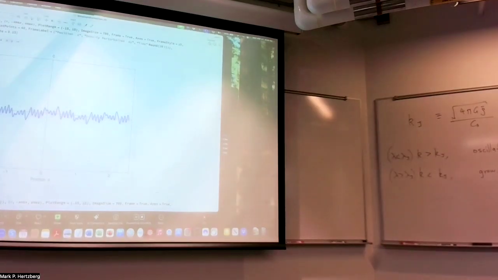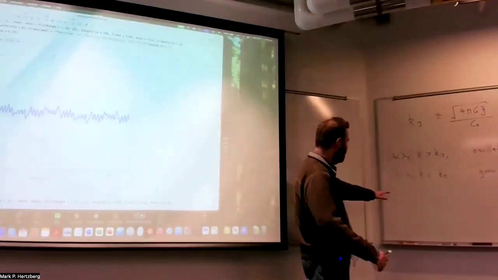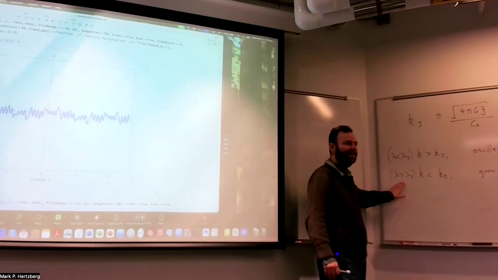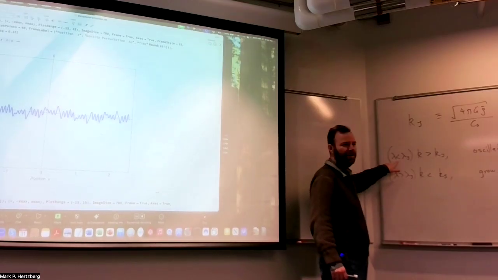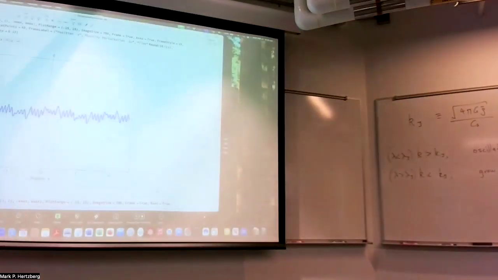I've set things up, it's not clear the way I've written it, so that it's a little easier to see what's going on. Amongst my modes, I've chosen only one wavelength to be a little bit bigger than lambda Jeans, and most of the modes are in the other category. So you'll mainly see oscillations, but there should be a lurking instability in the system.